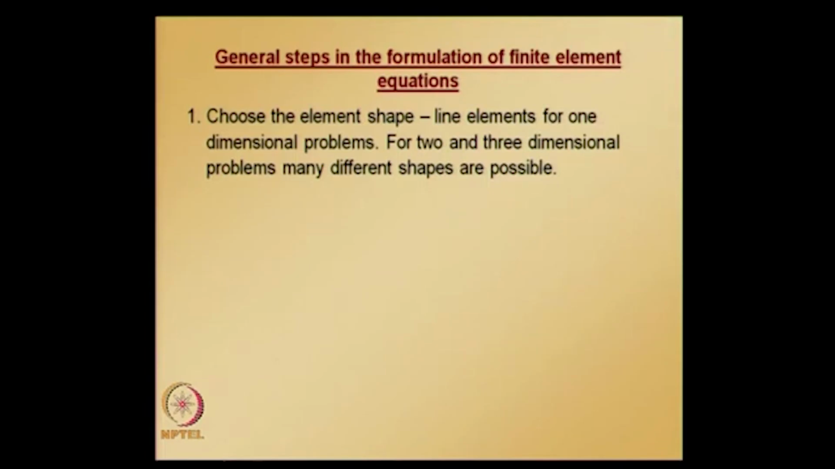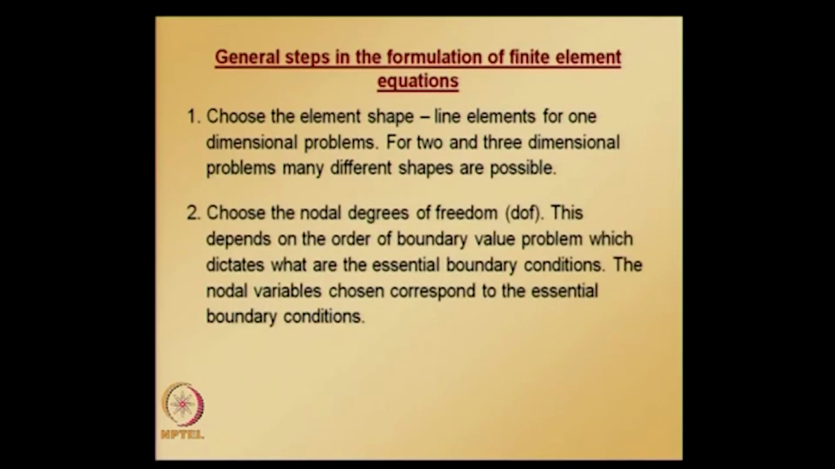And next step is choose the nodal degrees of freedom, how many nodes you want for an element. This depends on the order of boundary value problem, which dictates what are the essential boundary conditions. And if you recall, if the boundary value problem is of order 2p, those boundary conditions of order 0 to p minus 1 are essential, and those boundary conditions of order p to 2p minus 1 are natural boundary conditions. So depending on the order of the boundary value problem, the number of degrees of freedom for each element will be decided.